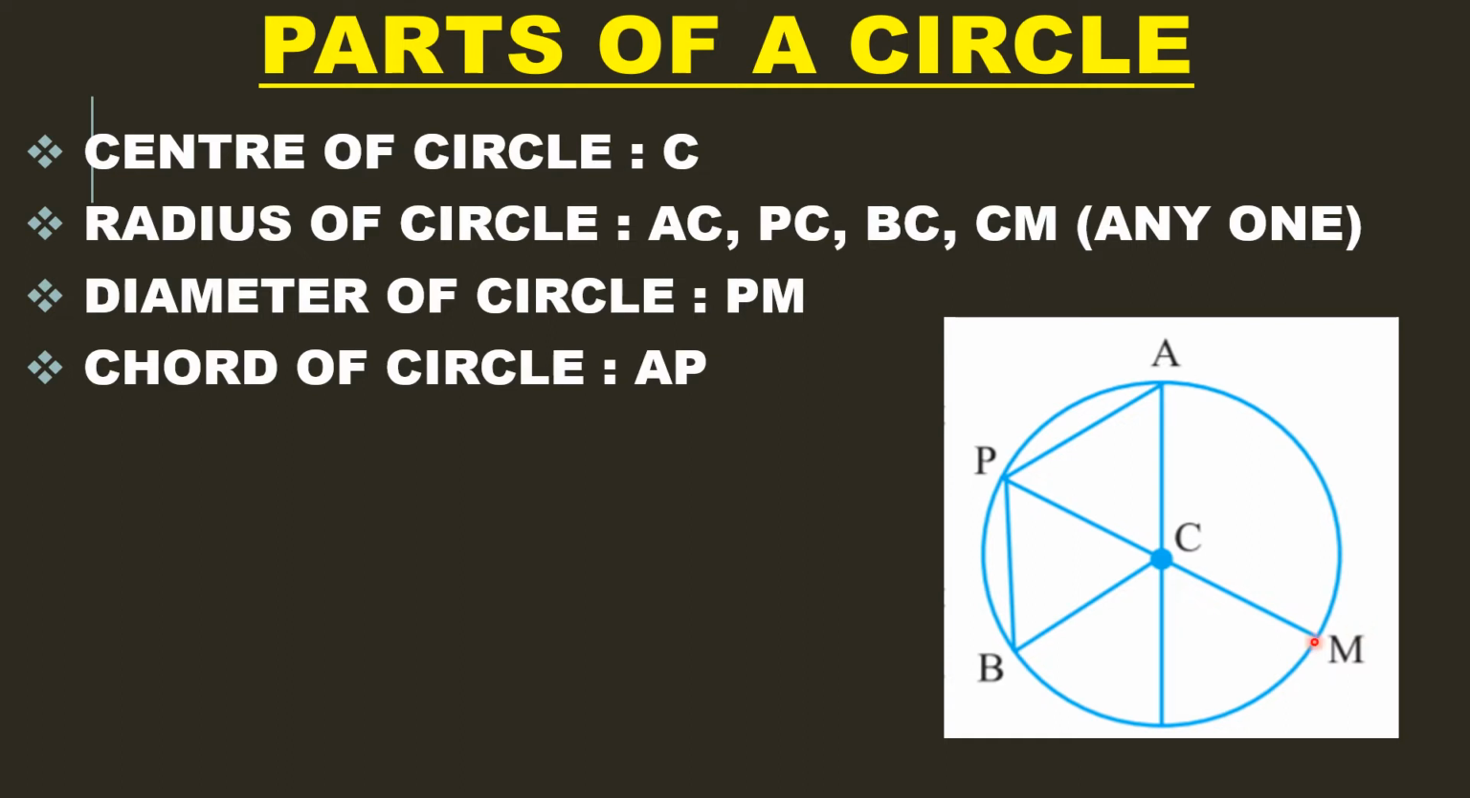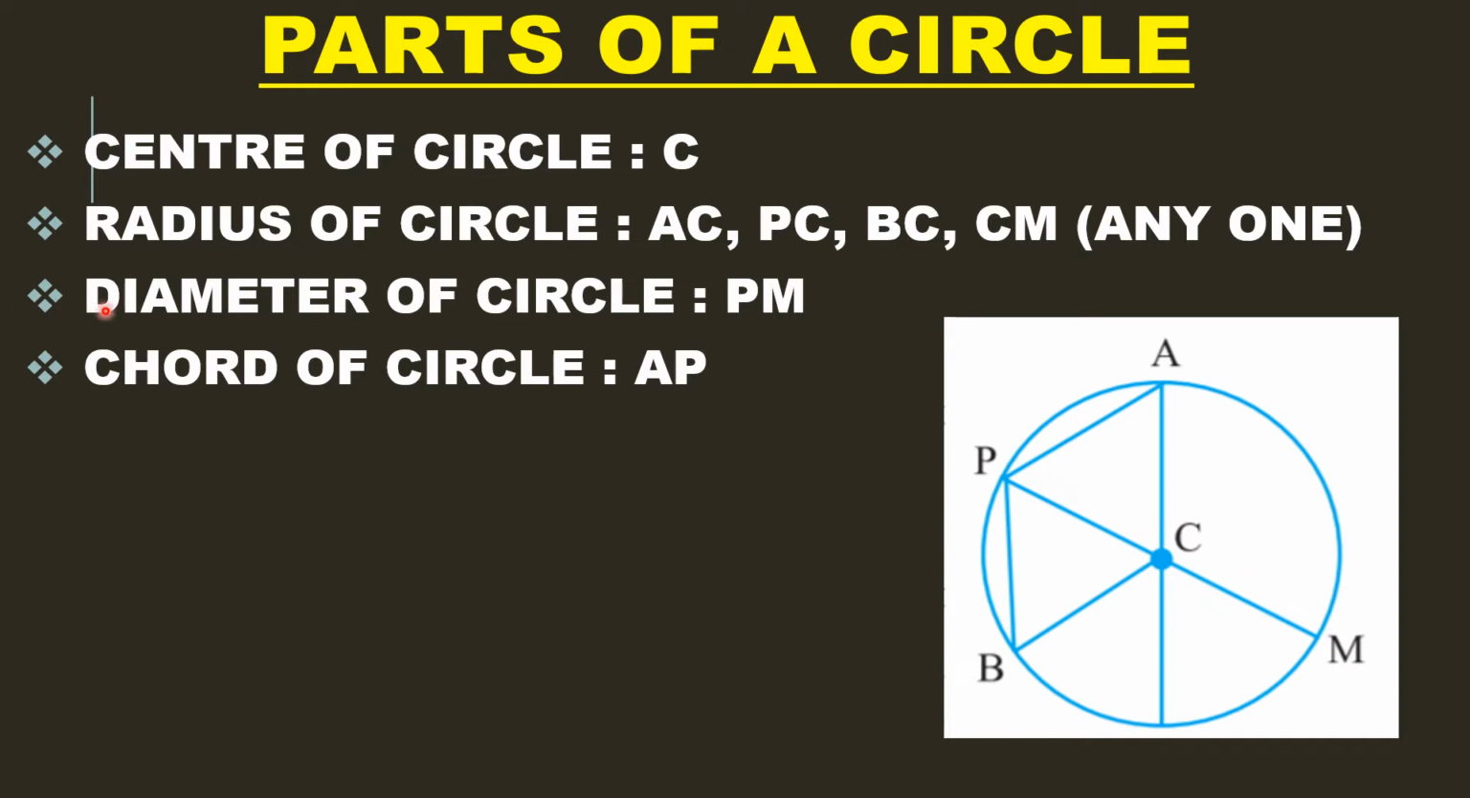So the radius of a circle is a line segment that connects the center to a point lying on the boundary of the circle. This way, in this figure we have four radii: AC, PC, BC and CM. You can write any one here.